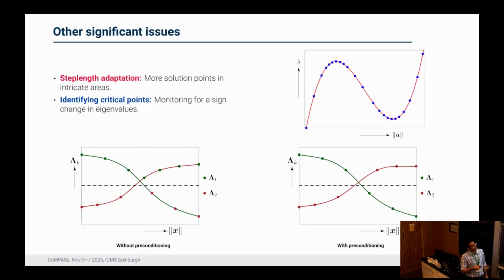And there are some issues. These are more implementational issues. So you need to have some kind of step length adaptation when you go through the critical points. And again, you need to be able to identify the critical points to see that some eigenvalues are going through zero and negative. But if some are going negative and some are going positive, then you might see that, okay, this goes here, touches this point and comes back. You will miss that critical point. So you need some kind of preconditioning. So you also need those tools.